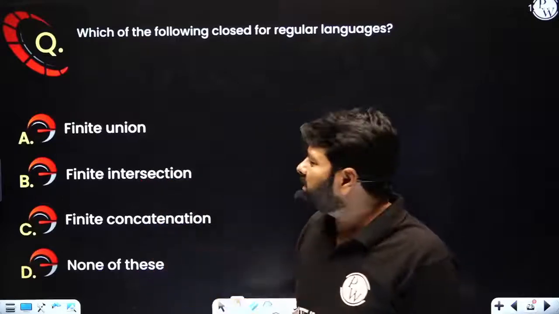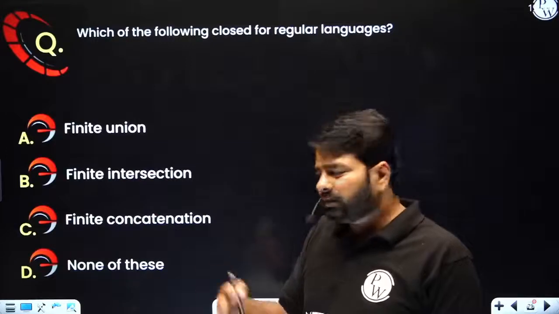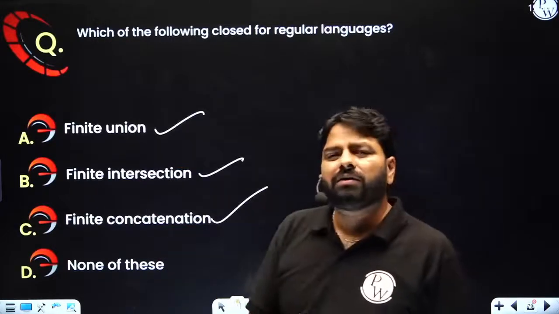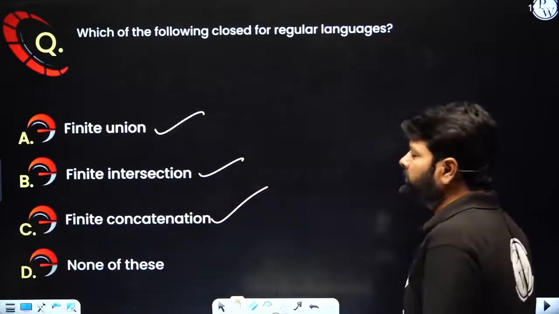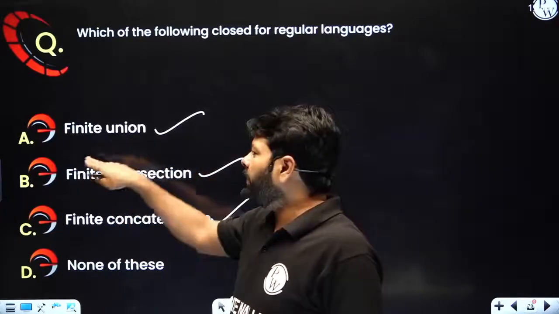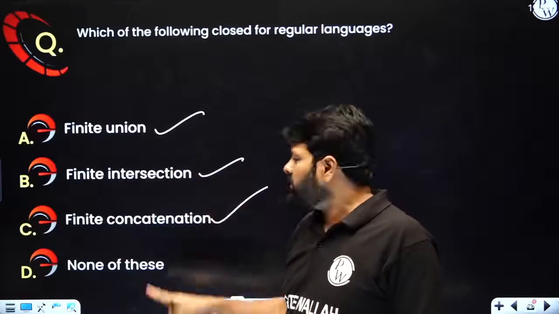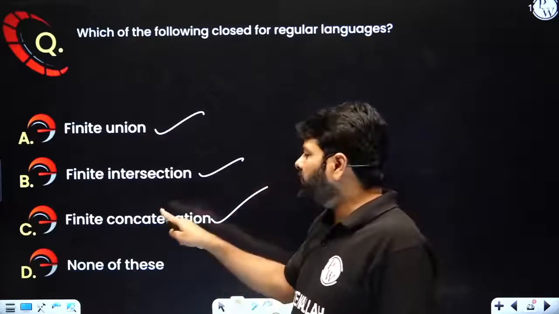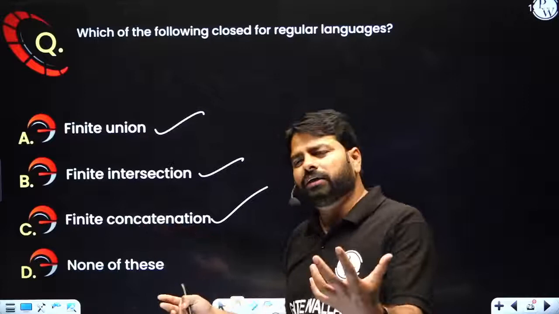When you talk about finite union, finite intersection, finite concatenation, finite difference, finite subset, all are closed for regular languages. The problem happens with the infinite union, infinite intersection. You can assume that single union is closed for regulars, so finite union is also. Single intersection is closed for regular, so finite intersection. Single concatenation, that means for two regular languages, when you apply concatenation, it's already closed. So finite times you apply concatenation, you get the same.